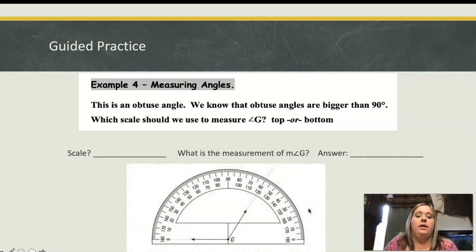All right, so for this one, this is an obtuse angle. We know that obtuse angles are bigger than 90. Which scale should we use? Madison. Not the top one. It would be the bottom, right? And the answer would be 120 degrees. Good job.